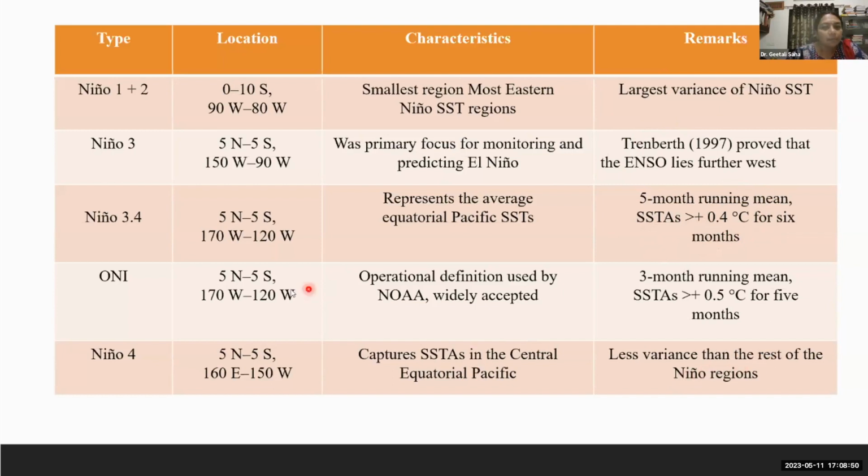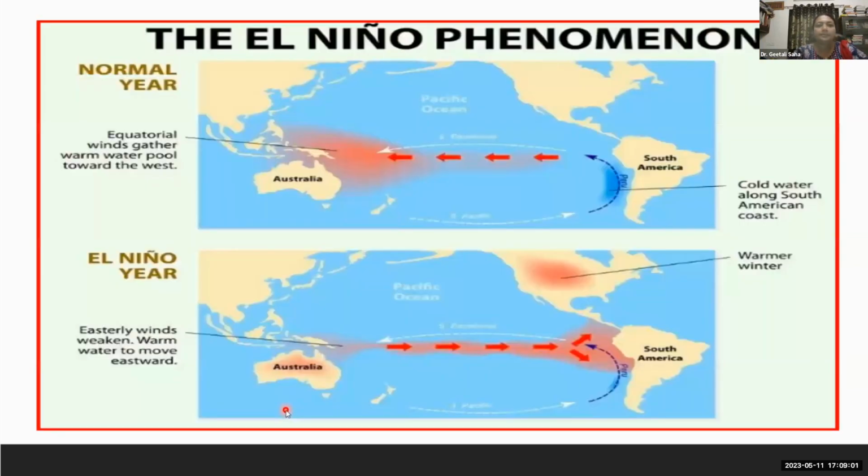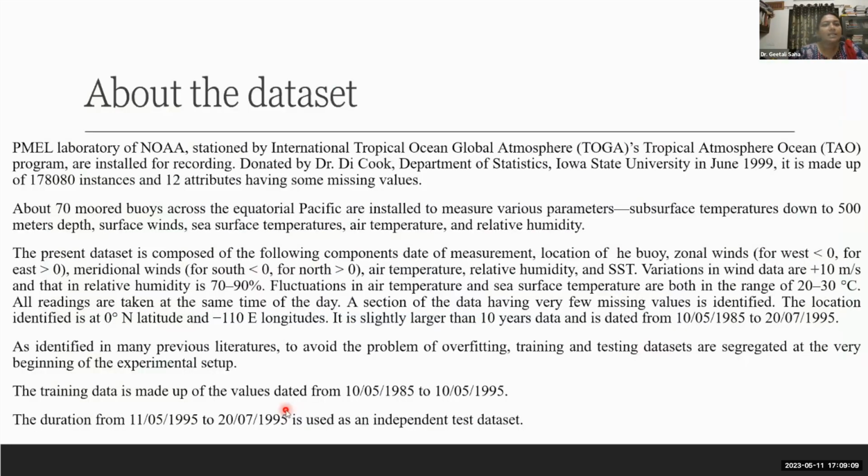Right. Similarly, we have ONI. ONI is again one more index used widely in our machine learning techniques for the evaluation of these various phenomena. This is the El Nino phenomenon, which is generally known to all of us, so I'm not going into much detail about it. I'll speak about the data set next.